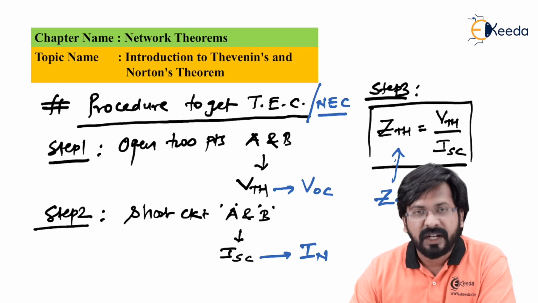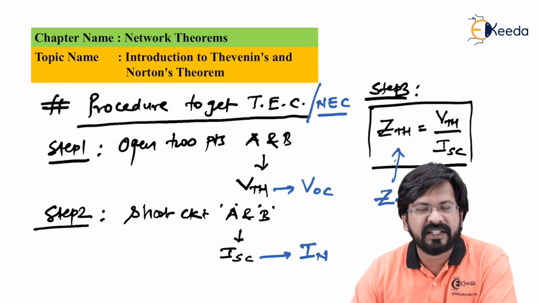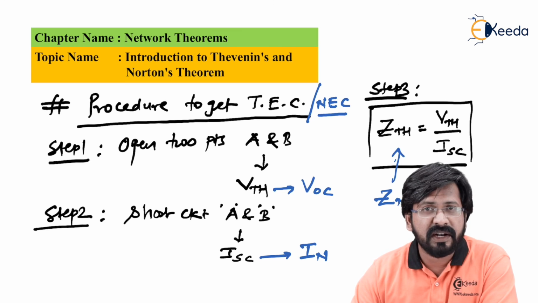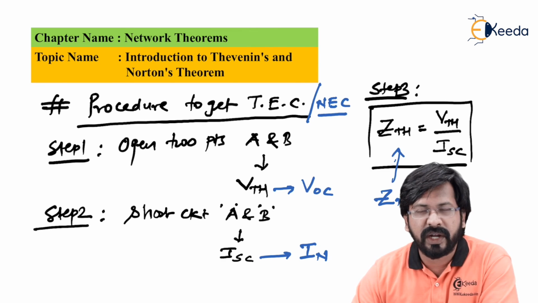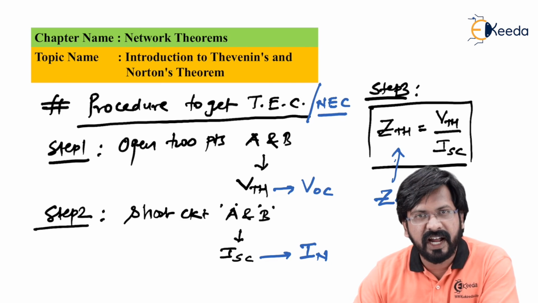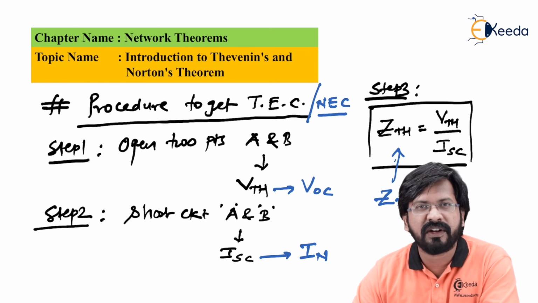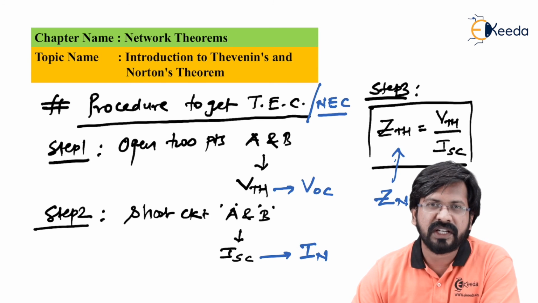I'm sure now you have understood what Thevenin's theorem is, what Norton's theorem is, what Thevenin's equivalent circuit, that is TEC, is, what Norton's equivalent circuit, that is NEC, is, and the procedure to get TEC to NEC or NEC to TEC. Also, you have understood the procedure to get Thevenin's equivalent circuit and Norton's equivalent circuit from the given complex electrical network.